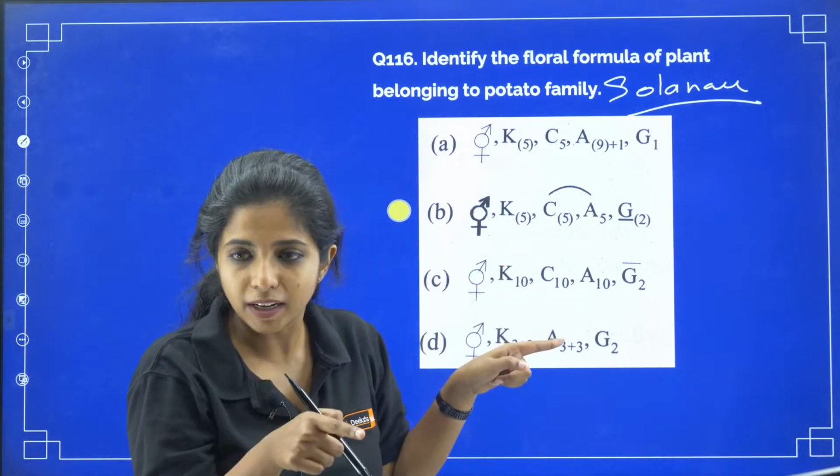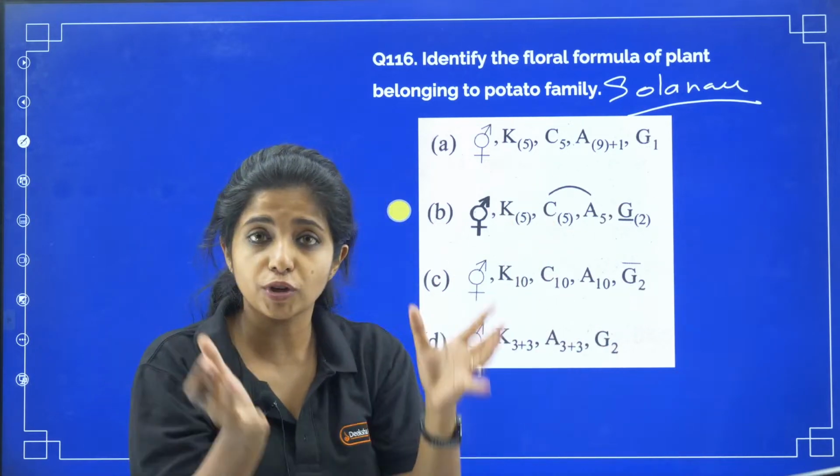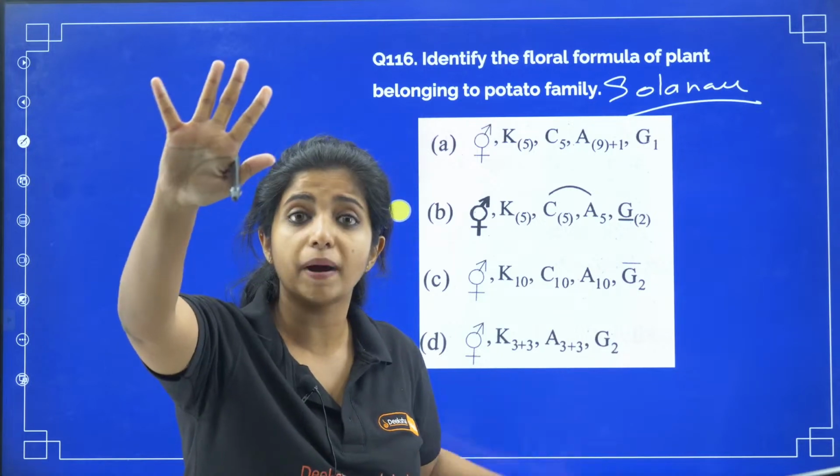That is why they are inside the bracket. Then you have corolla. That is the petals. Again, 5 of them fused together, which is why they are in the bracket. Then you have androecium. How many? 5 of them. The male's reproductive part, 5 of them are there.